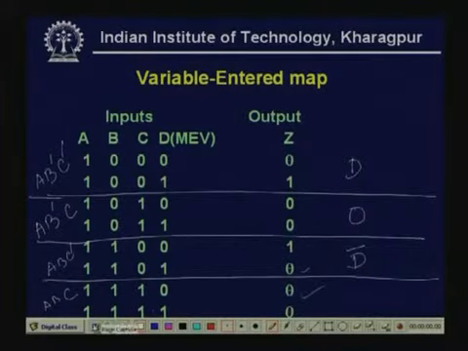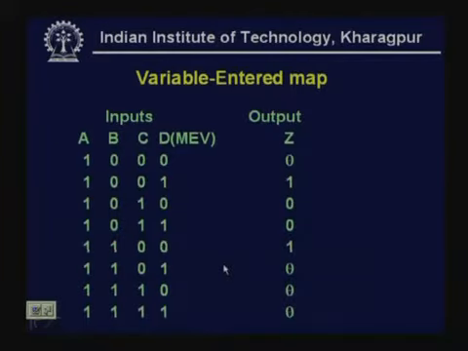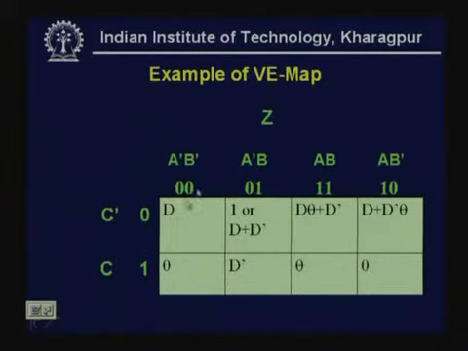So, just now what we have discussed, this is the summary. For A dash, B dash, C dash we have already seen, this is D. For the next, this is A dash, B, C dash: it is 1 or D plus D dash. Similarly, for A, B, C dash, that last case, it depends on D theta plus D dash. Theta is the do not care.